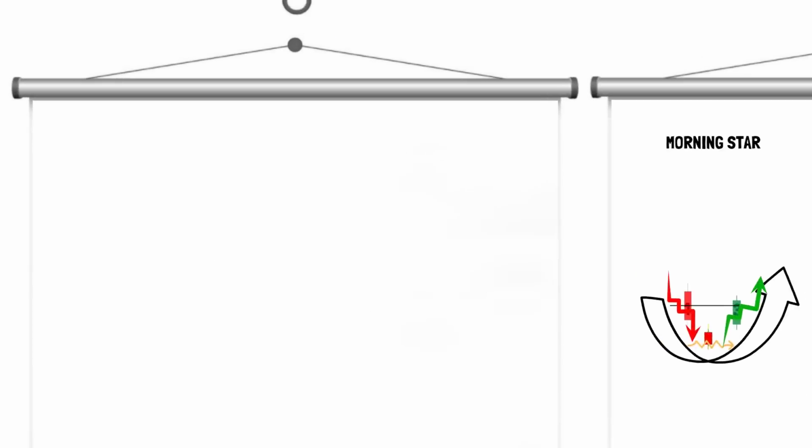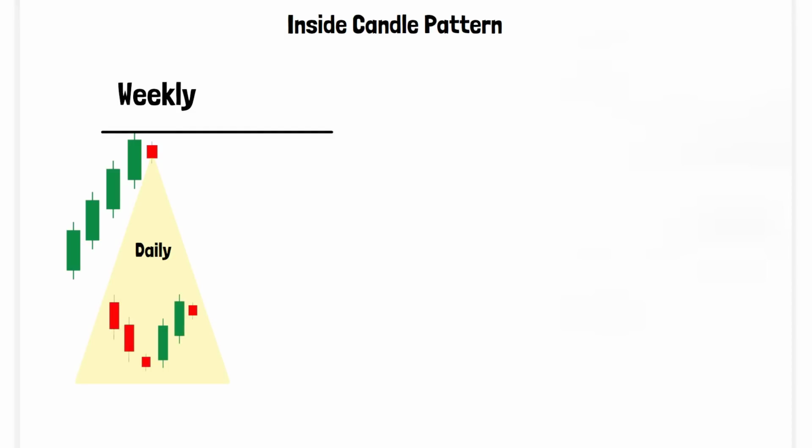Here is a very powerful continuation pattern, the inside candle pattern. This pattern is a trend-following pattern and is created when a small candle is formed within the highs and lows of the previous trending candle. It's similar to a tight consolidation if we zoom in from the weekly to daily chart. The idea is to enter the trend at the high of the preceding candle with a stop loss at the low of the inside candle.